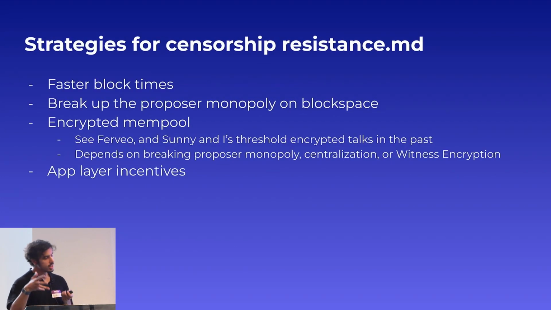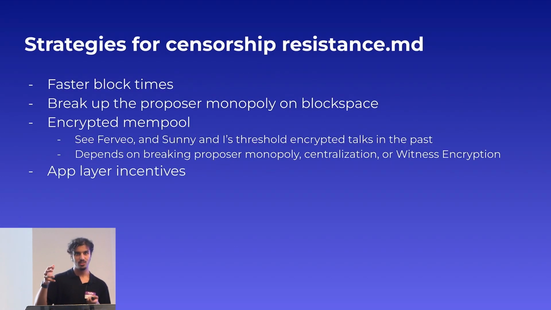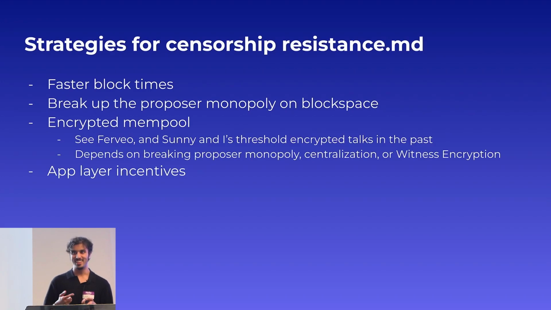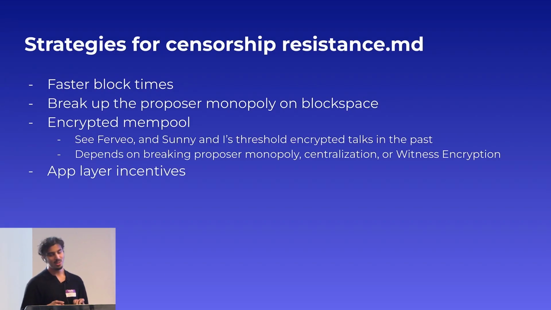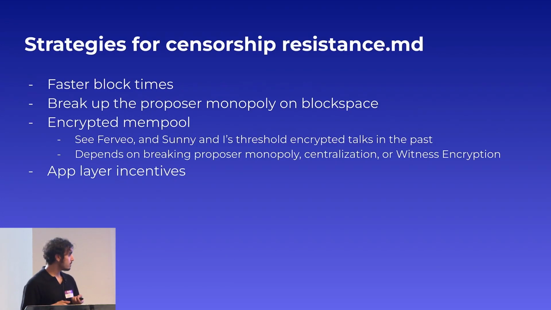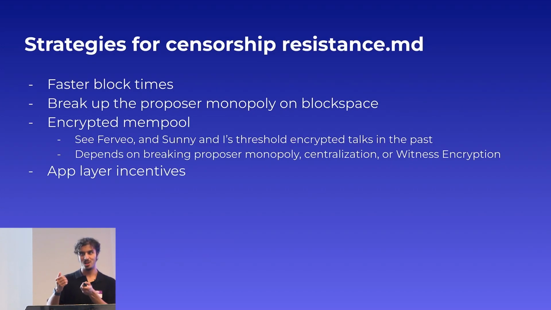We're going to have 3 strategies for improving censorship resistance, or CR. One big one that I think is under-discussed is just making blocks faster, because that means it's easier to get to the next proposer who will include you. And conveniently, faster block times are also going to be a big part of getting faster commitment times, because you proceed at the rate of the blockchain. Then the second biggest one is breaking up the proposer monopoly on block space. Don't just have one person getting to choose what the next block data is.